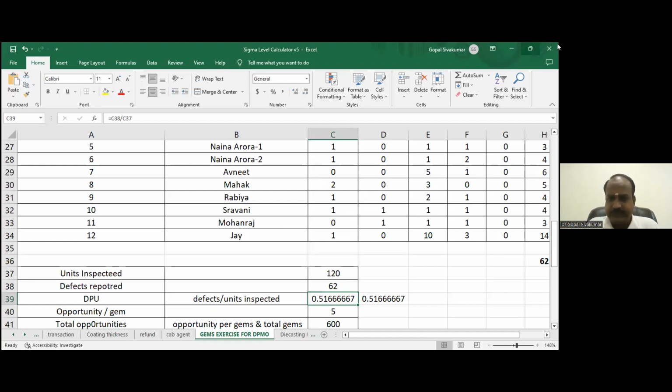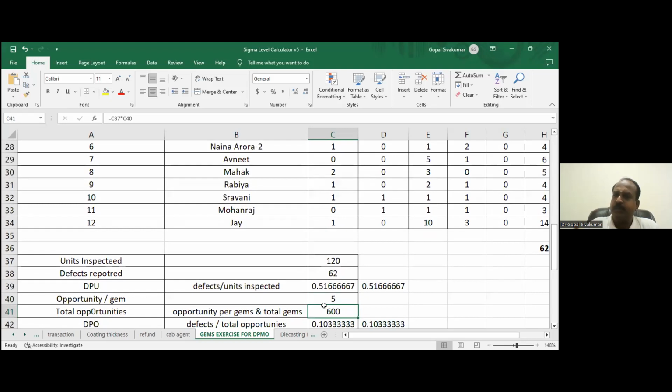Now, we need to convert the defects per unit into defects per opportunity. So, in each GEMS, how many defects did we actually check? 5 defects. Correct? When we say 5 defects, then opportunities per gem is counted as 5. So what will be the total number of opportunities?